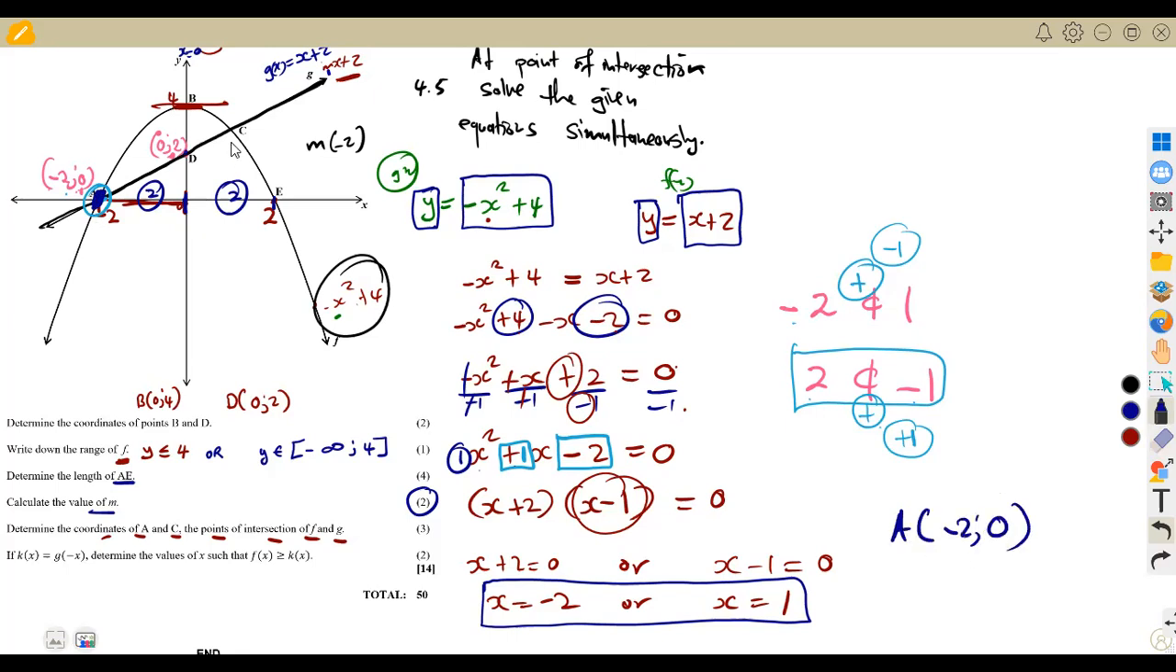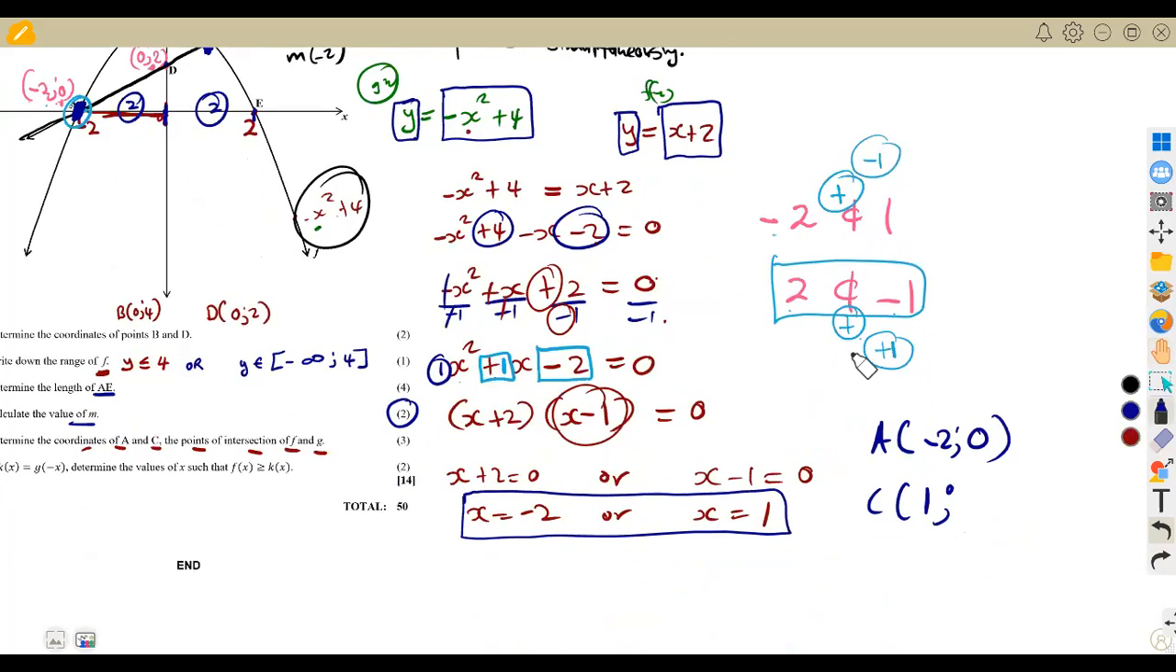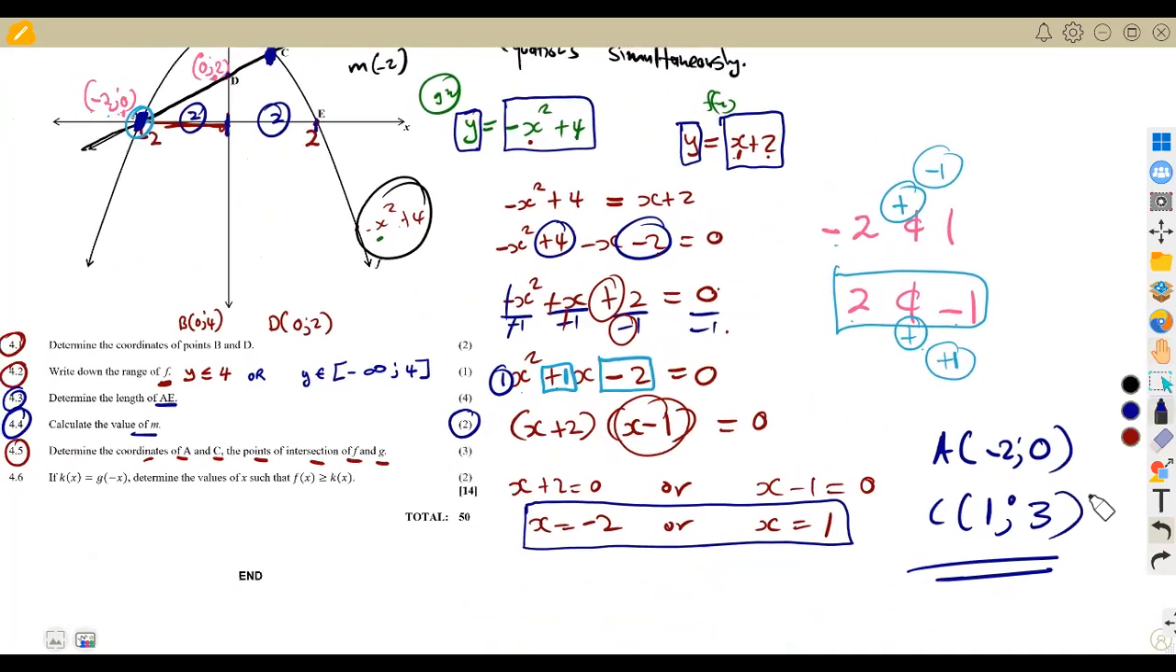All right. What about C? Because we now need C. So C will be the one that is at positive 1. So if x is positive 1, what is the value of y? We are going to just substitute in any of these equations. I can just substitute on this one. If x is 1, that's 1 plus 2, which is going to give us a 3. So the point C is going to be 1, 3. So these were the coordinates of the points of intersection.